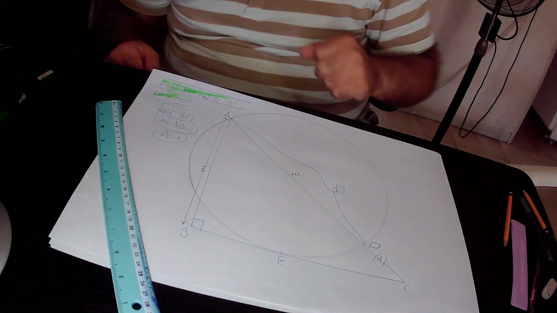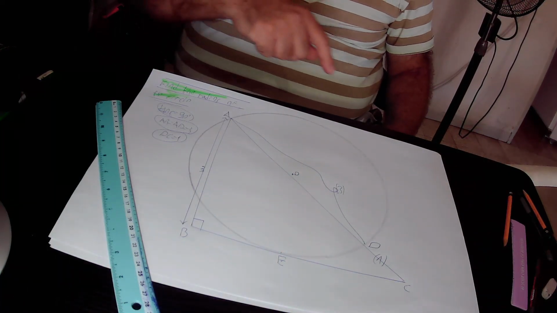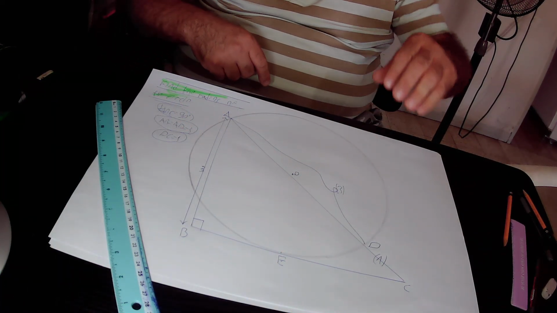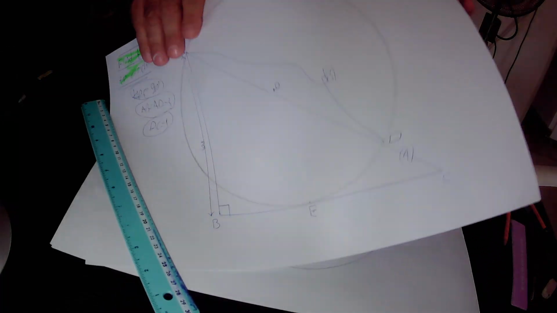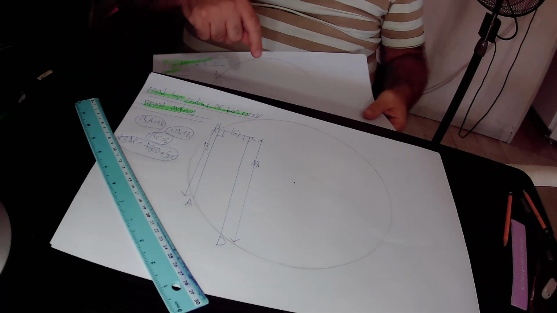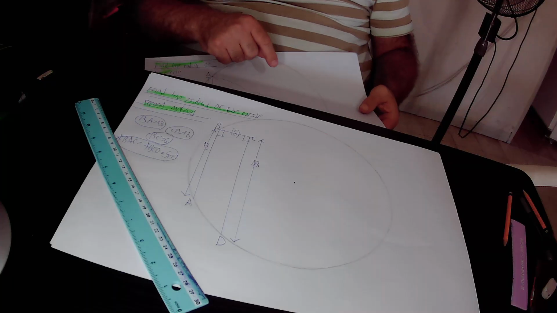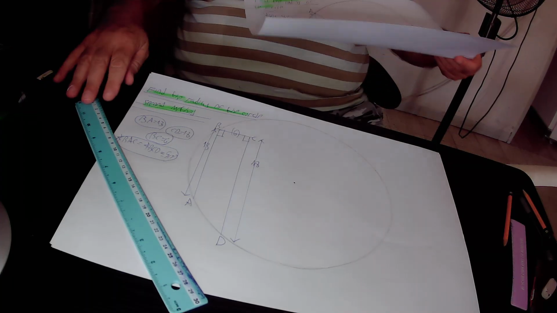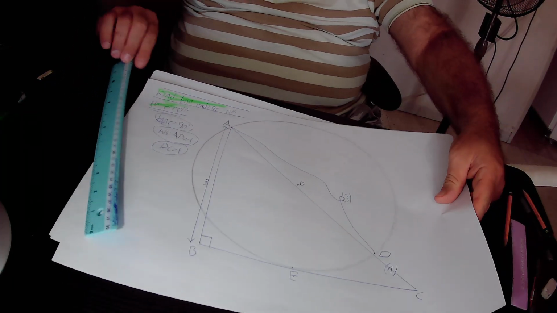And now in this lecture we'll answer two questions. In the first question, we'll find out the radius of this circle, and in the second question, we'll find out the area of this circle using two different methods. So we'll start with the first question.